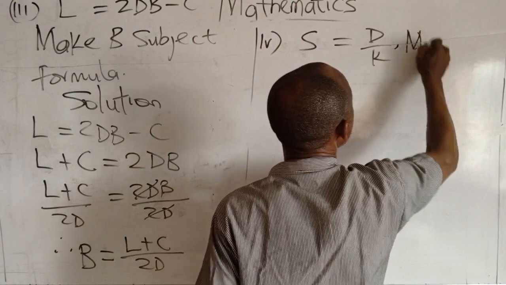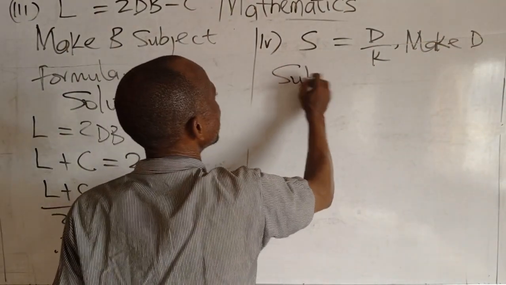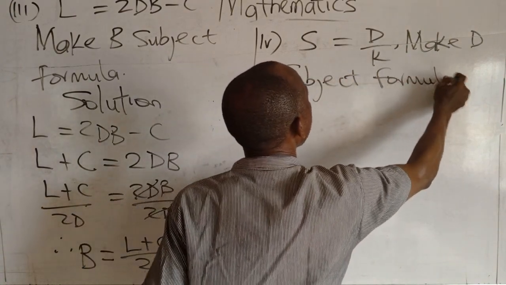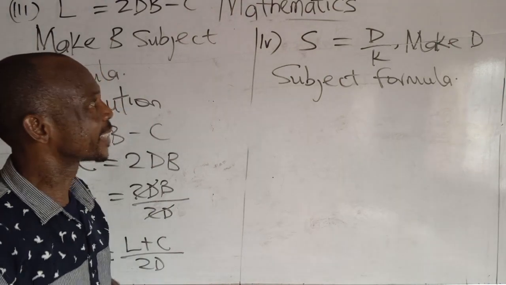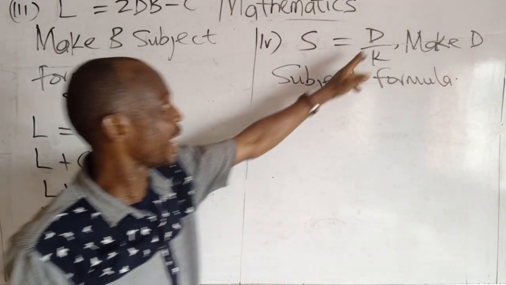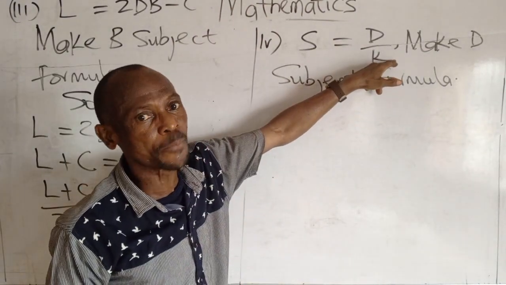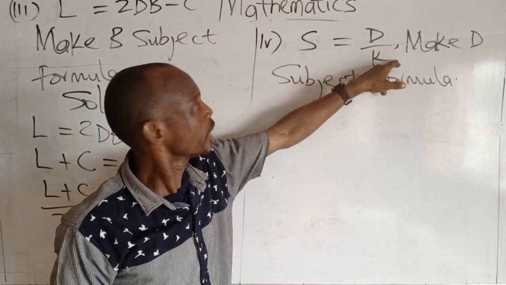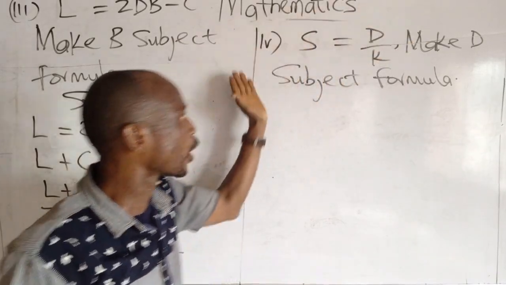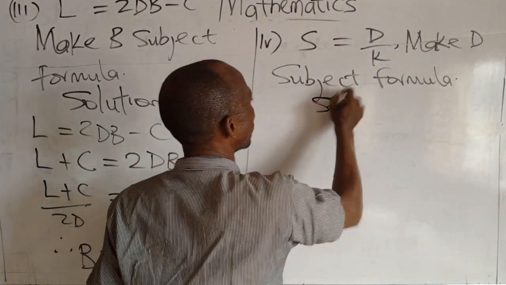And we want to make D the subject of the formula. K is dividing D in this place. So for us to make D stand alone, we are going to put K, the divisor, or we call it the denominator. So we are going to use K to multiply both sides of the equation. So let's go. Solution.